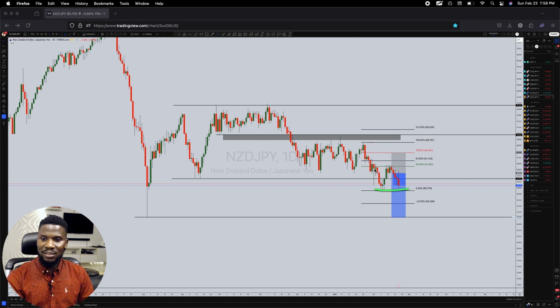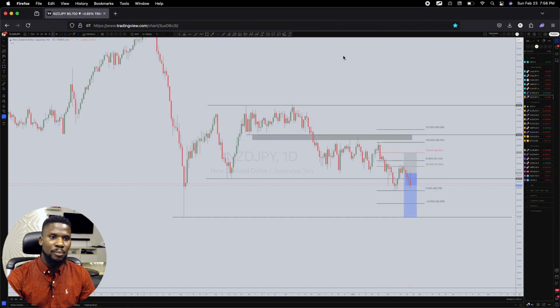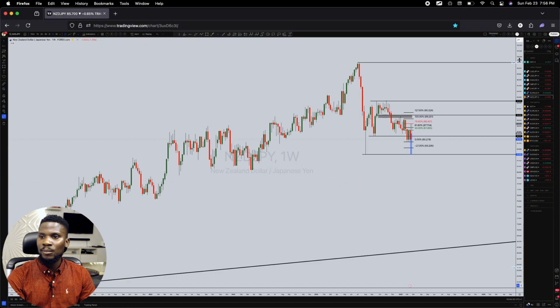So NZDJPY still seems quite weak. Okay, you can see this is more like 210 pips, give or take. So that's not enough, considering the fact that I'm trading the yen pair. So I would say I want to see a decent push to the downside, followed by another pullback. Then I can look into shorting this. So let's take a look at this on the weekly while I wrap up for today.